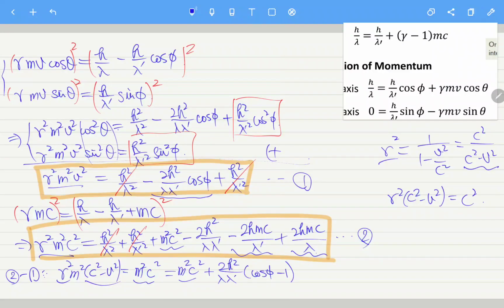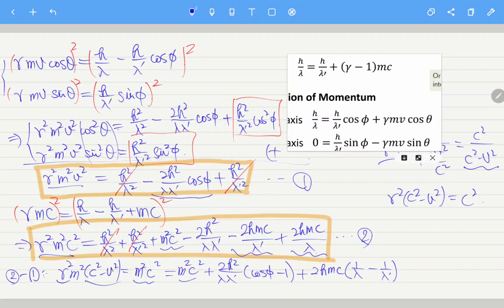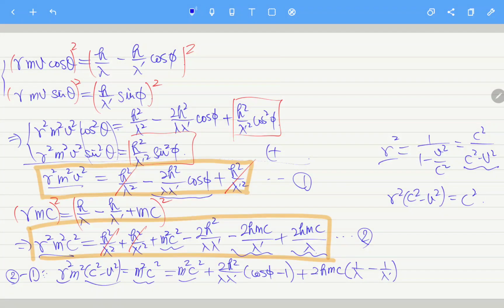And then we still have this one and this one. So it is like 2hmc and then 1 over lambda minus 1 over lambda prime, like this. Okay, so now maybe we can just remove this one. So now we can see that m square c square and m square c square can be cancelled. And then the remaining terms are this one and this one. So we can just move it over.